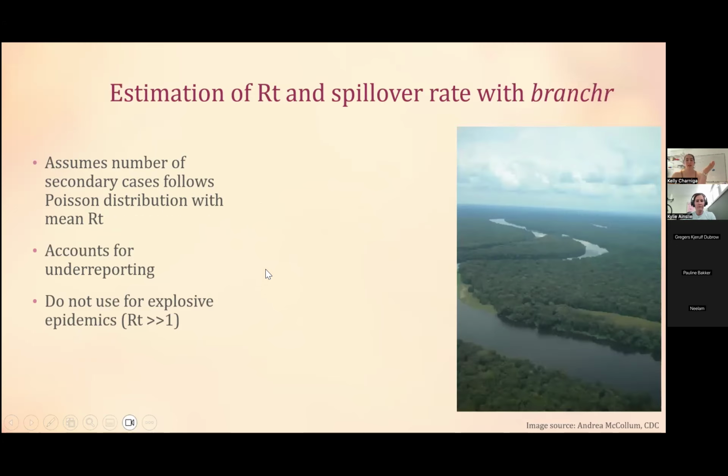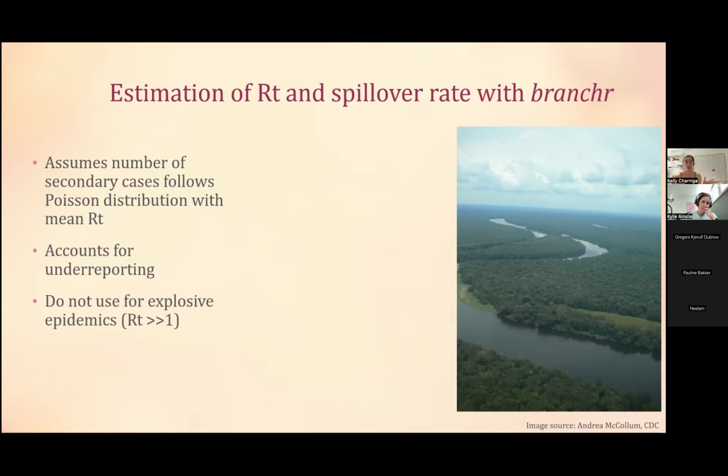Okay, and this is a bit of information about branch R. So once you have your clusters, you can estimate your reproduction number and your spillover rate. This assumes the number of secondary cases follows a Poisson distribution. And a Poisson distribution is just a distribution that you can use for counts, like single counts of things. And the mean equals the variance. And sometimes that is a strong assumption.